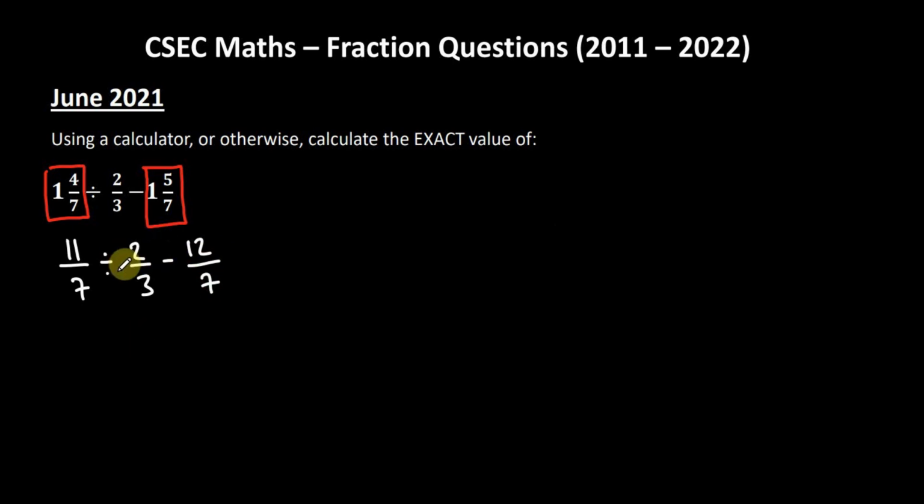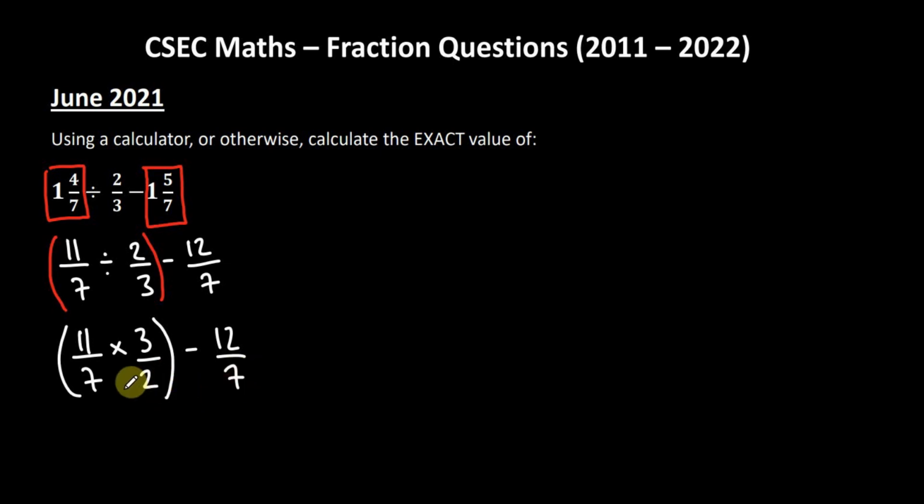And what we'll do here, guys, we'll observe the order of operations. So we'll have to divide first before we can subtract. And recall, when we're dividing, we keep the first fraction, change the sign to multiplication, and reciprocate the second fraction. So we'll bring the 3 to the top, 2 to the bottom, close bracket, minus 12/7 here. And we can't reduce anything here, so we'll be left with 33 divided by 14 minus 12/7.